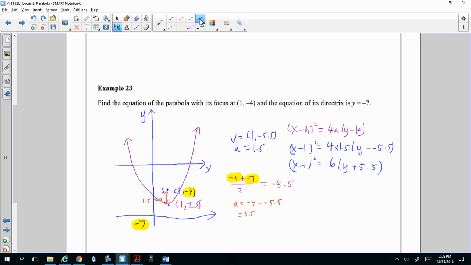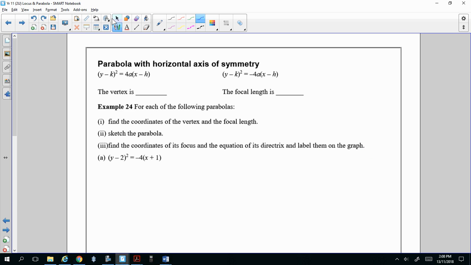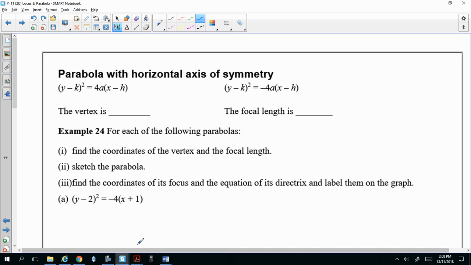Now with the horizontal parabola, or the sideways parabola, these equations are not given on the reference sheet. However, it looks exactly similar to the other one, isn't it? Just x and y swapped. The vertex is still the same, but just remember the h goes first, then the k, because of the x value, right? And then the focal length is still a.